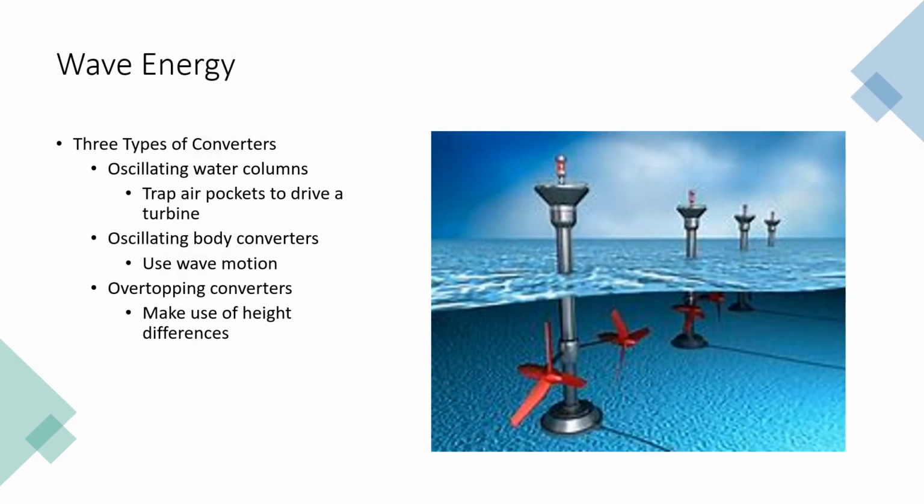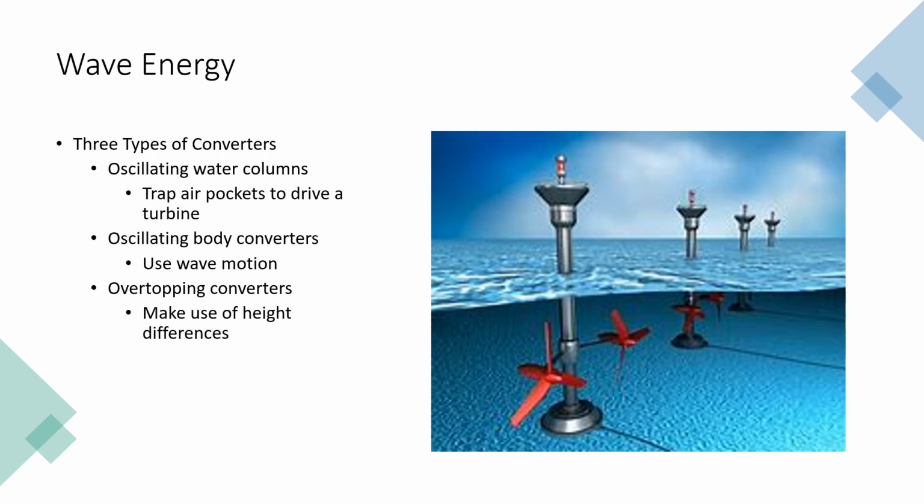Here's wave energy, how to harvest wave energy. We have three types. We call them converters because you convert the energy, or change the form of energy. First, we use the oscillating water column, which traps air pockets to drive the turbine. The other one is the oscillating body converter. That's nothing but using the wave motion. Again, motion is your kinetic energy.